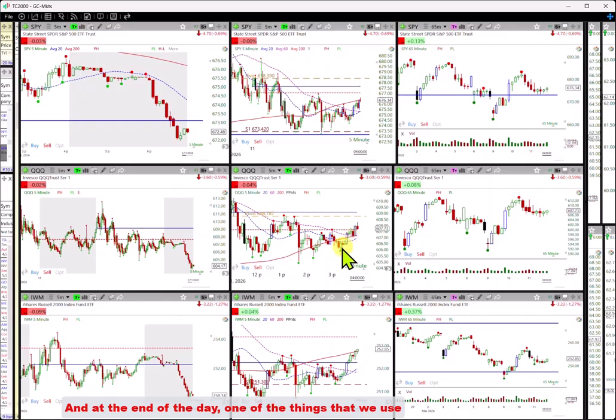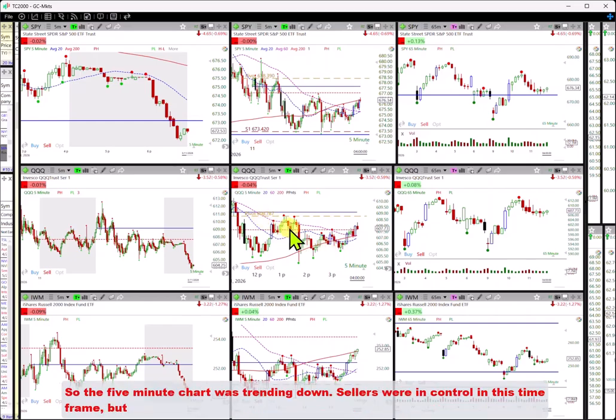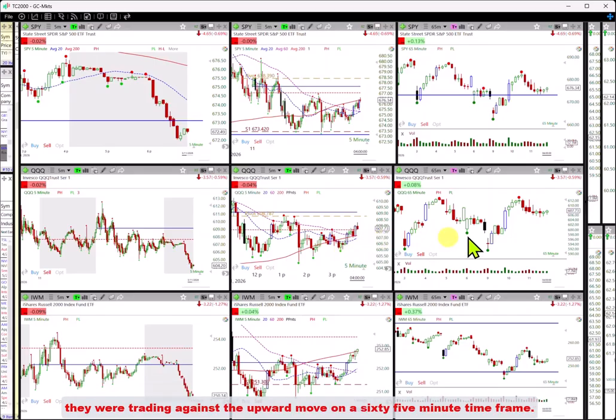And at the end of the day, one of the things that we use as an analogy is sometimes prices go up because they didn't go down. So the 5-minute chart was trending down. Sellers were in control in this time frame, but they were trading against the upward move on the 65-minute time frame. That leads to confusion or misalignment of time frames. So now we'll see where this is tomorrow morning.